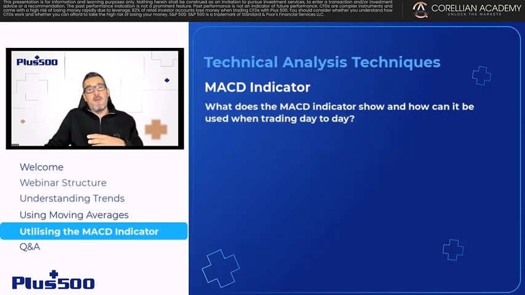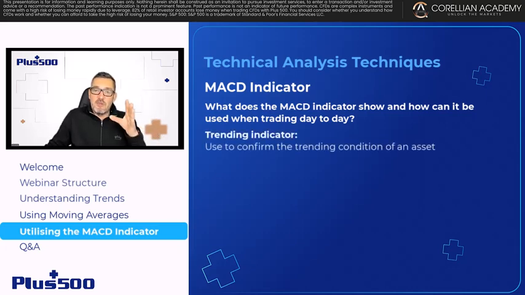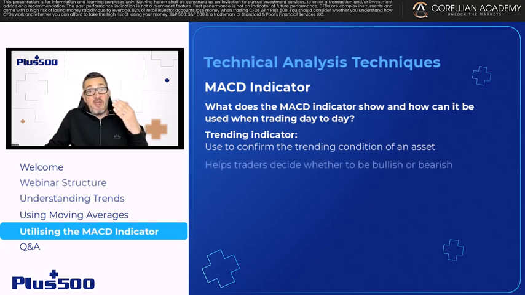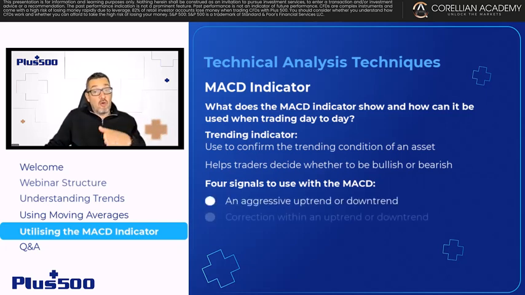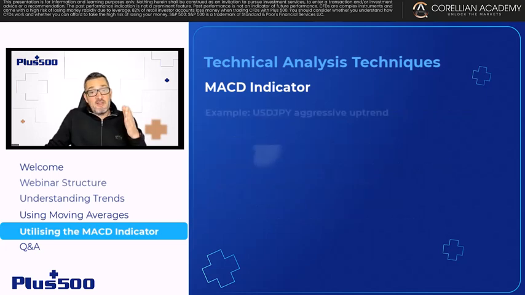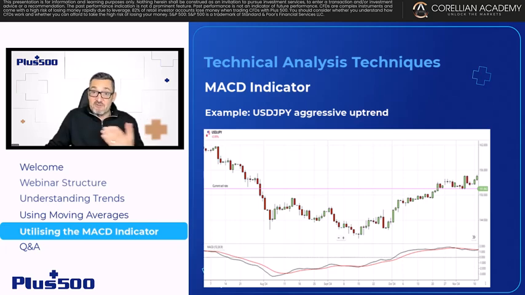So what does the MACD show and how can we use this within our day-to-day trading? It's a trending indicator, so we use it to confirm the trending condition of an asset and help us to decide if we need to be bullish or bearish. There are 4 signals we use within the MACD indicator. These highlight an aggressive uptrend, an aggressive downtrend, a correction within an uptrend, and a correction within a downtrend. Let's look at the first signal, which is an aggressive uptrend.